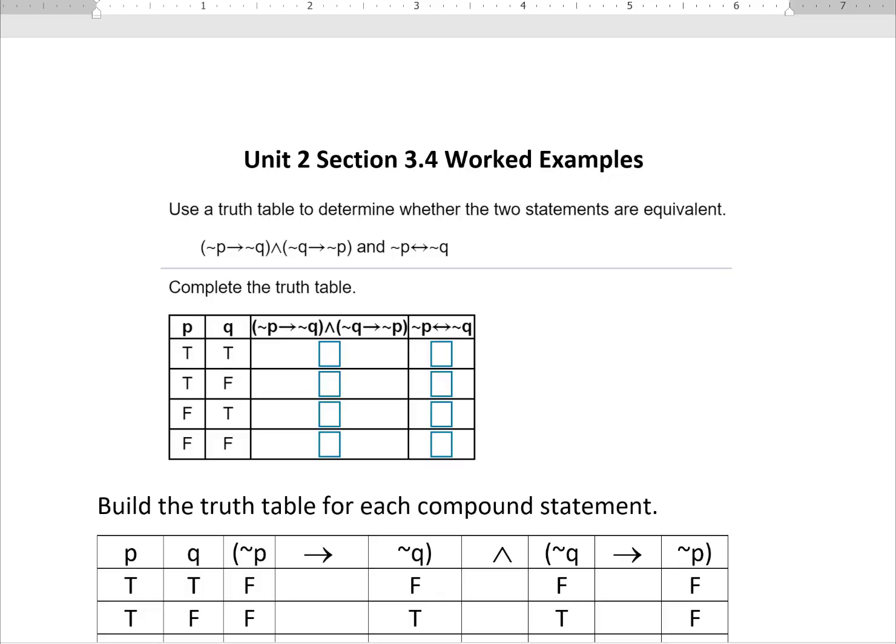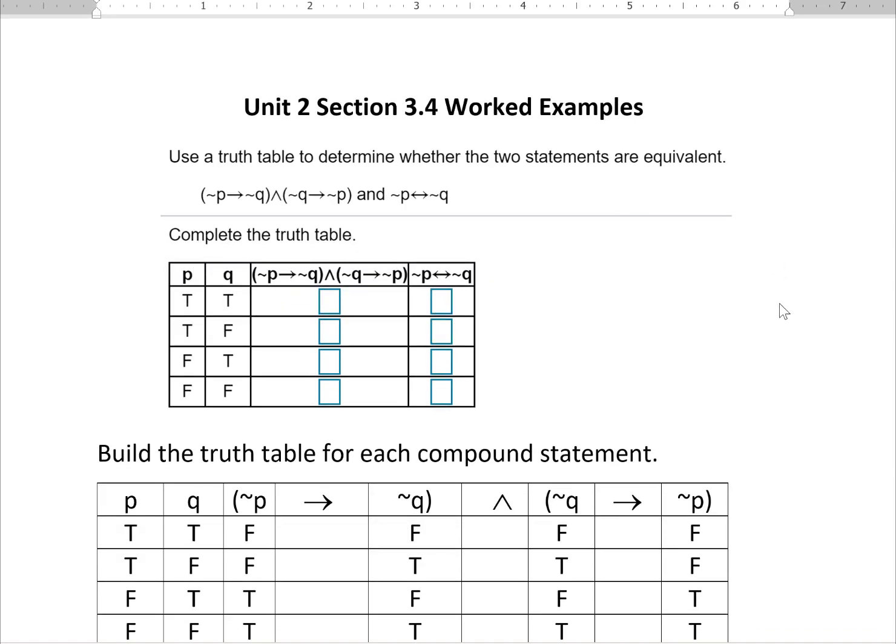Section 2, Unit 2, Section 3.4, Worked Examples. Use a truth table to determine whether the two statements are equivalent. And in the homework, they're only going to ask you to put in the final decision column for each of the compound statements to determine if they're equivalent or not.